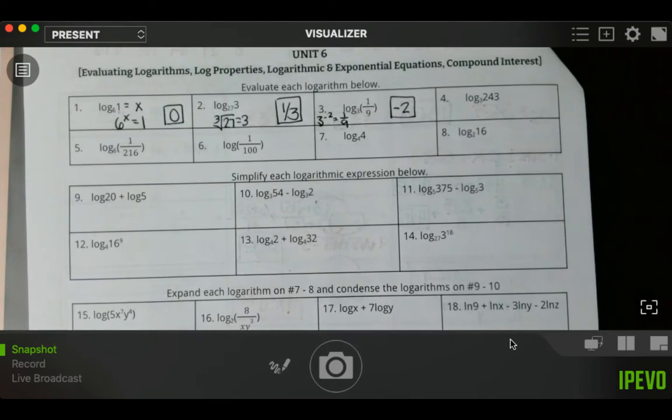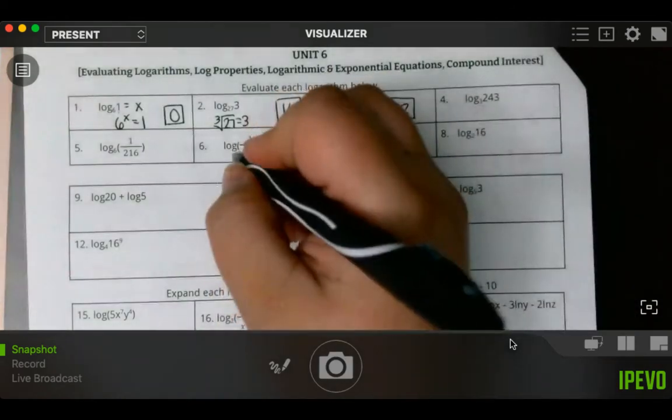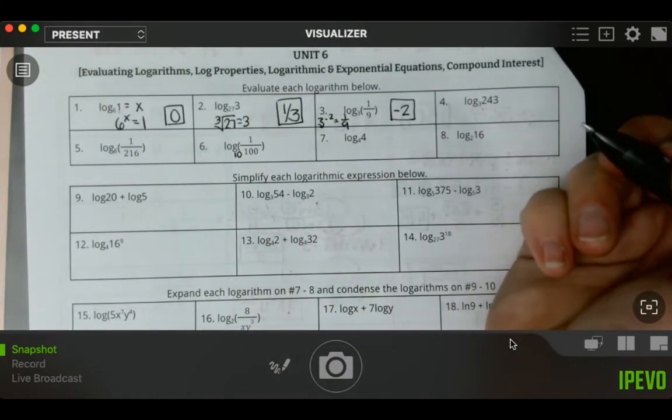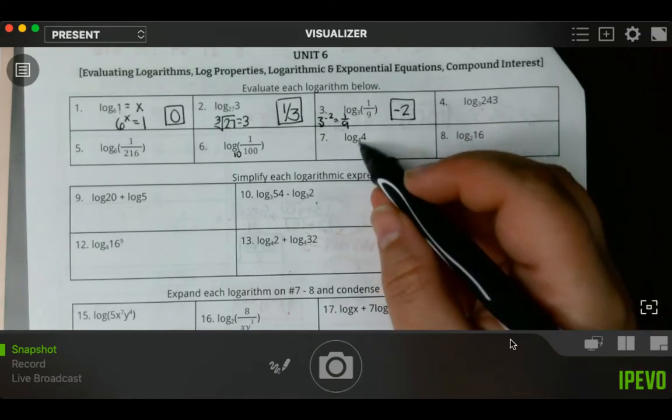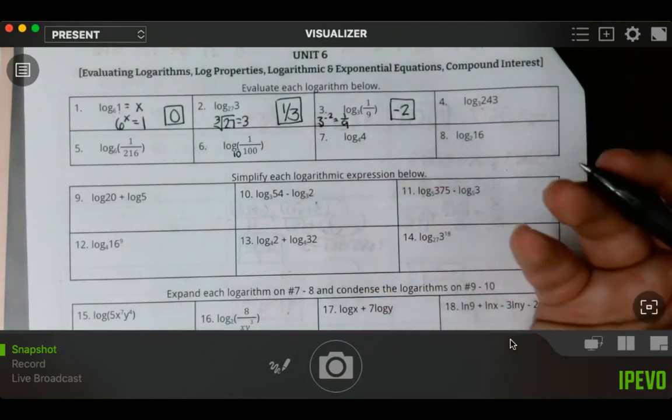And then let me double check. Little reminder that if there's no little number there, it's automatically a 10. 4 to the first power would be 4.